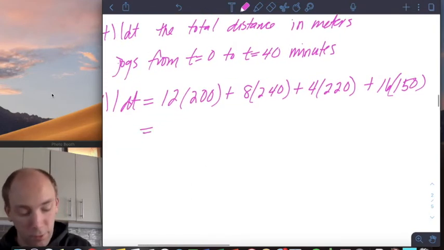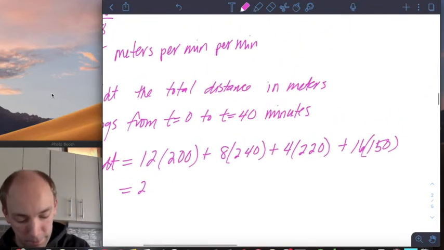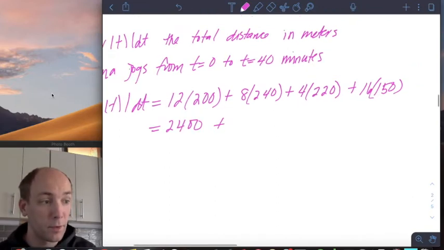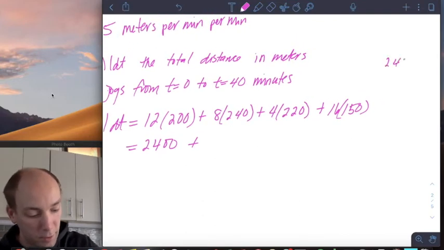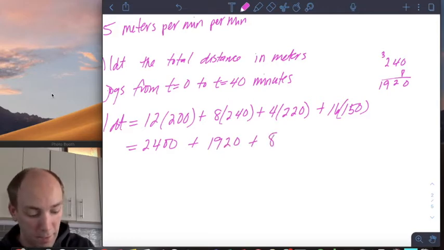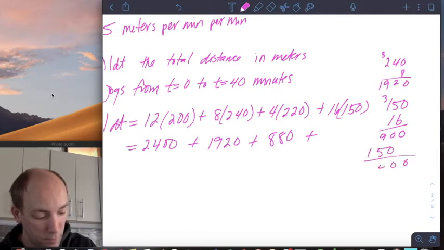Okay, so let's go through and add these up. 12 times 200 would be 2400, plus 8 times 24. Let's just do the math over here. 4 times 8 is 32, carry the 3, 16, 19, plus 19, 20, plus 4 times 220 is 880, plus 150 times 16, which is 2400.